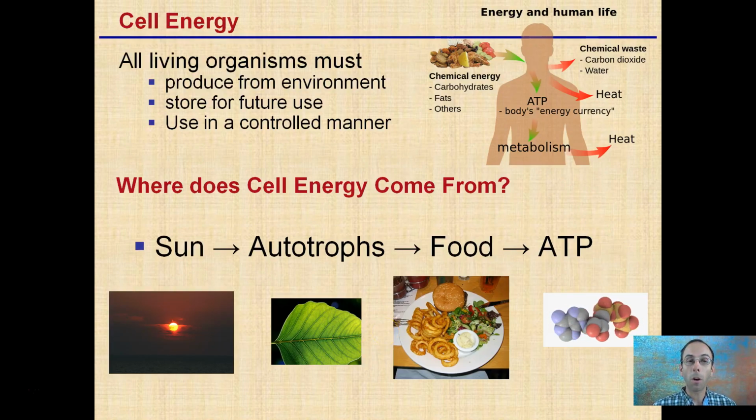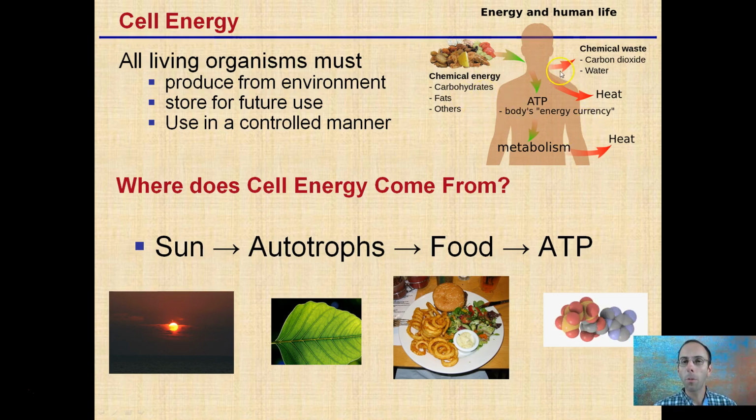So where does the energy come from? All organisms must produce energy from the environment, store it for future use, and use it in a controlled manner. We can't just consume energy, break it all down and produce all ATP. There's also some heat that's generated, and some waste, so this must be done in a controlled manner to try to maximize the amount of energy.